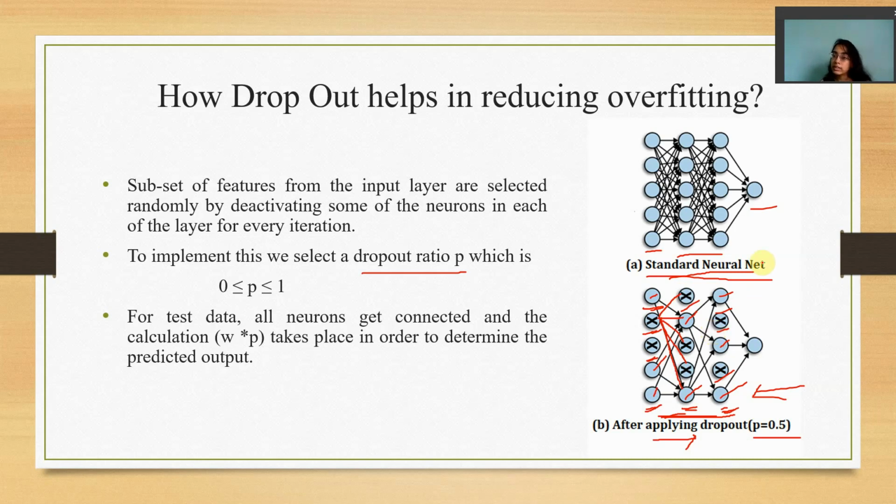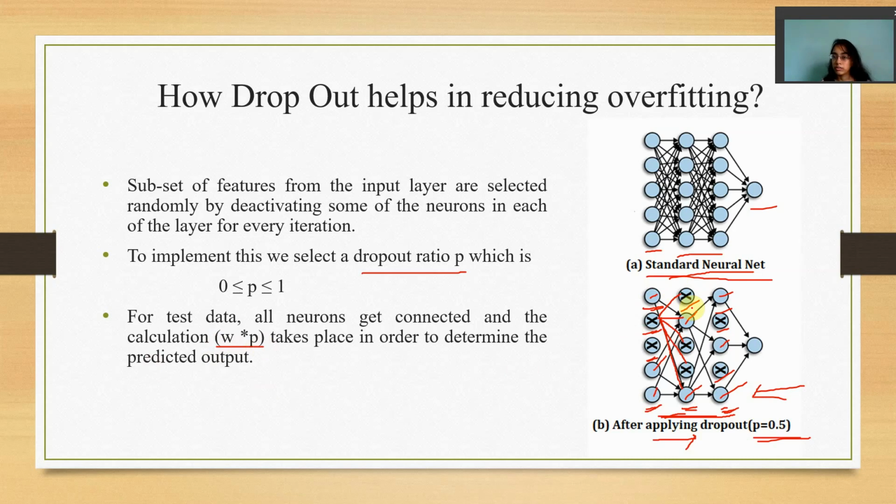After the connection of the neurons, the dropout ratio or the probability p, which in my case is 0.5, will get multiplied with the initial weights. In case of activated neurons, it will be the updated weights, and in case of the deactivated neurons, it will be the initial weights. So the dropout ratio will get multiplied with each of the weights in each of the layers.